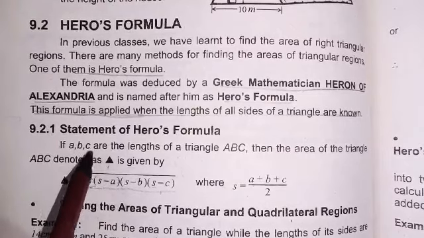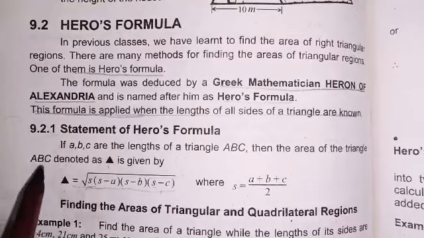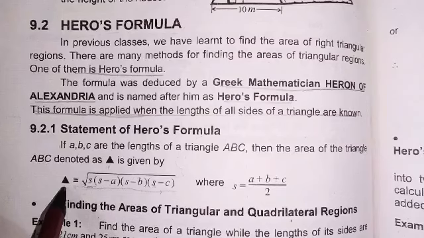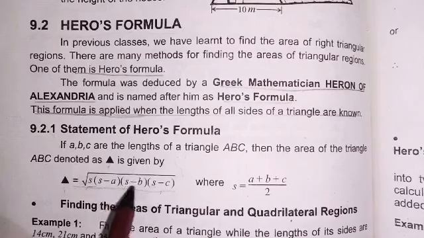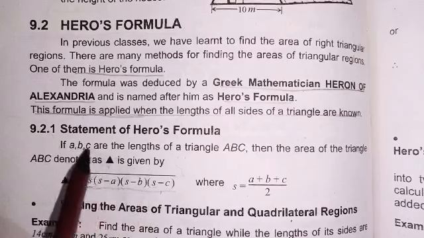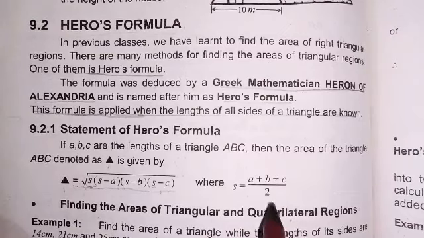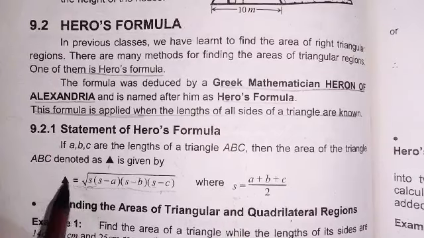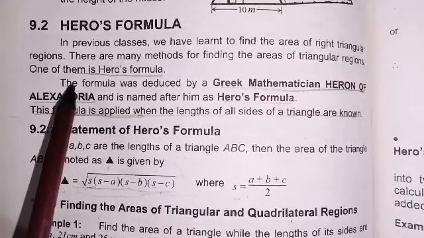If a, b, c are the lengths of the sides of a triangle ABC, then the area of triangle ABC is given by: area of triangle ABC is equal to square root of s into s minus a into s minus b into s minus c. As you can see, students, a, b and c are the lengths of the triangle. What is s? Here s is equal to (a plus b plus c) over 2. First we will find the measure of s, then we will use our formula to find the area of the given triangle.